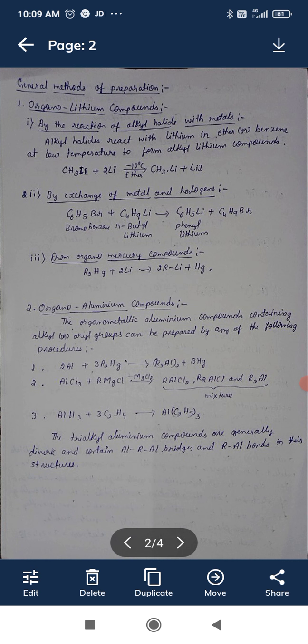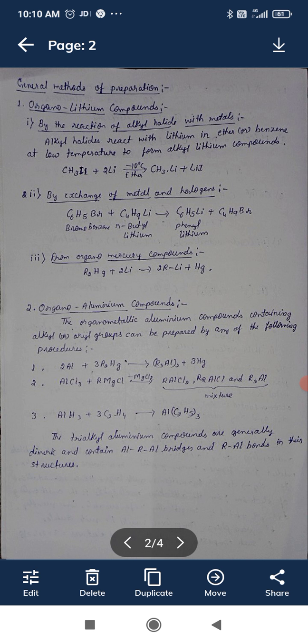Now coming to the general methods of preparation. I have some methods with respect to organolithium compounds, organoaluminum compounds and Grignard reagents. Out of these, the Grignard reagent is a very important organometallic compound. The Grignard reagent is named after a scientist, Victor Grignard, who won the Nobel Prize in 1912 for his preparation of this compound. Now we shall see organolithium compounds.